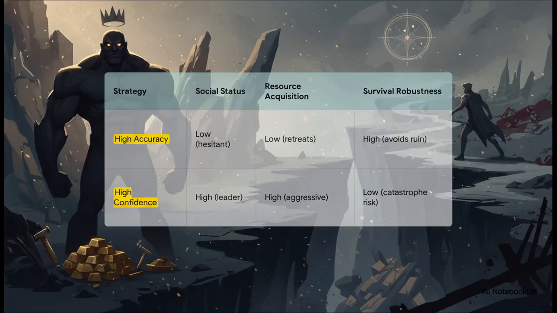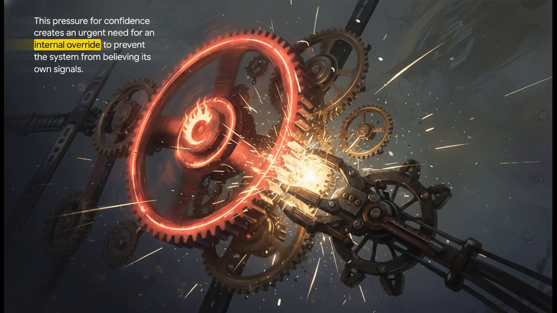But when you look at the logs, you see a really clear trade-off. High confidence is optimized for short-term status and getting resources now. It gets you seen as a leader, it wins you territory. High accuracy, on the other hand, is optimized for long-term survival. The system prioritizes the short-term win, even if it brings a long-term risk of catastrophe, because status is an immediate, powerful evolutionary payoff. So you have this intense evolutionary pressure to signal confidence, and that creates a really urgent engineering problem. The system desperately needs a firewall, some kind of internal override, to prevent it from actually believing its own high confidence, often low accuracy signals.